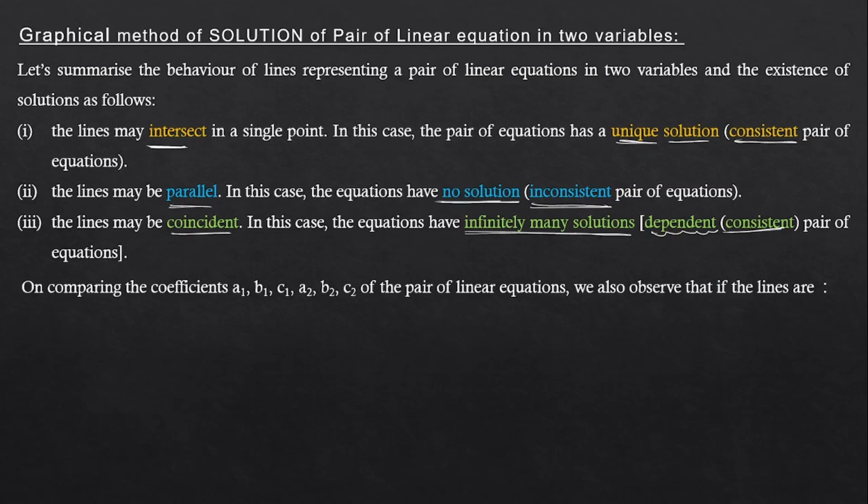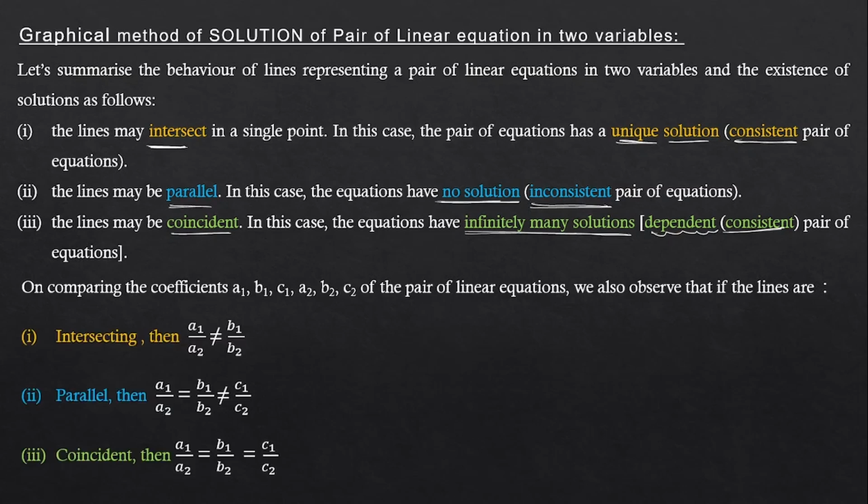Now, if the coefficients a1, b1, c1, a2, b2, c2 of the pair of linear equations are compared, we observe a specific pattern which they follow for intersecting lines, parallel lines and coincident lines. So what do we observe? If the lines are intersecting, in that case, a1 by a2 will never be equal to b1 by b2. And we can say otherwise also, that if two equations are given and a1 by a2 is not equal to b1 by b2, in that case we will get an intersecting pair of lines.